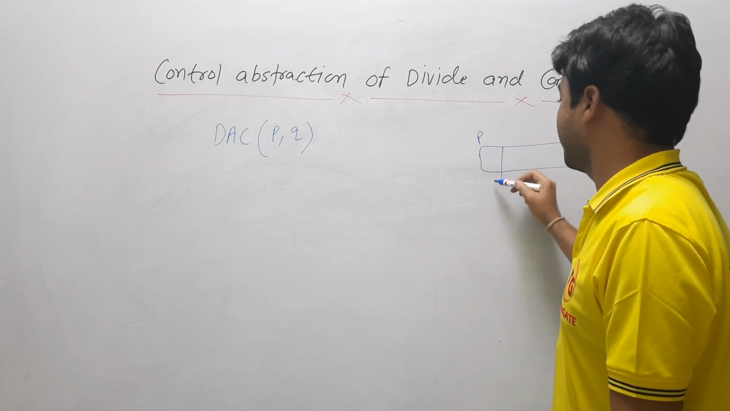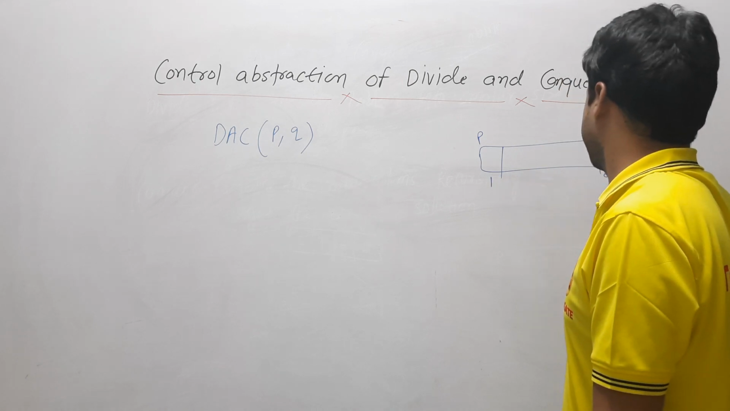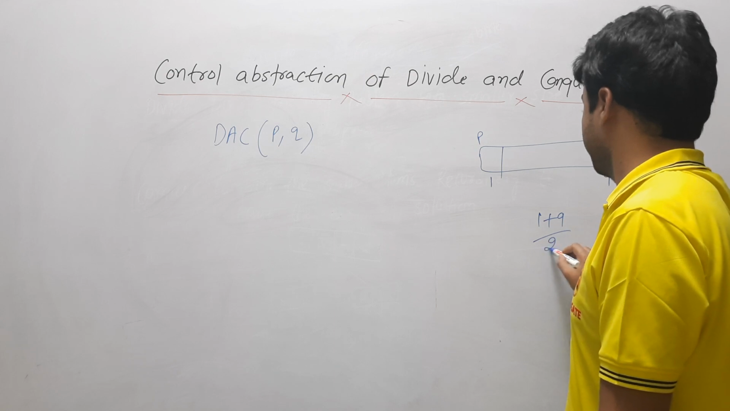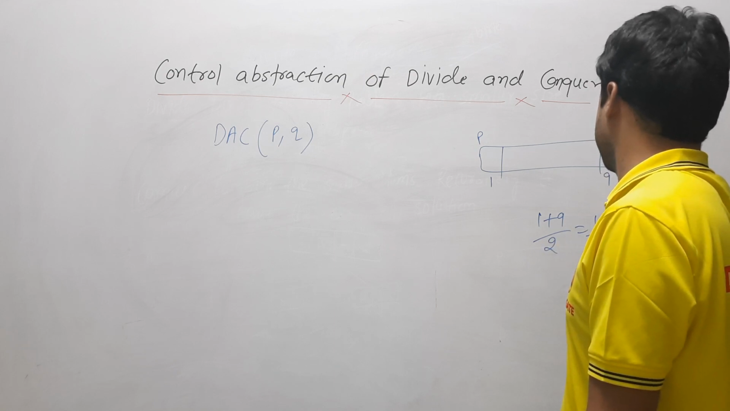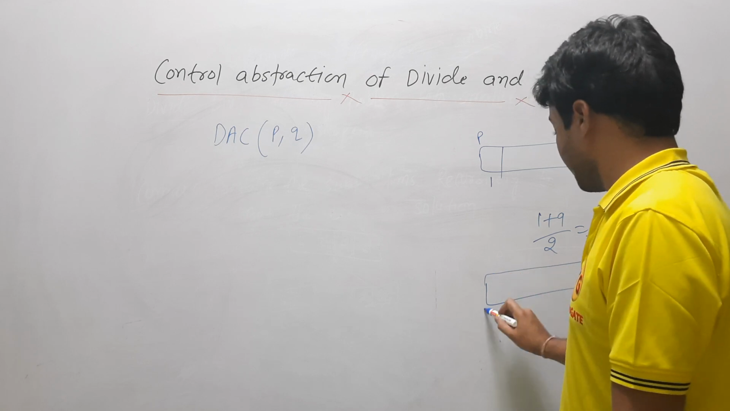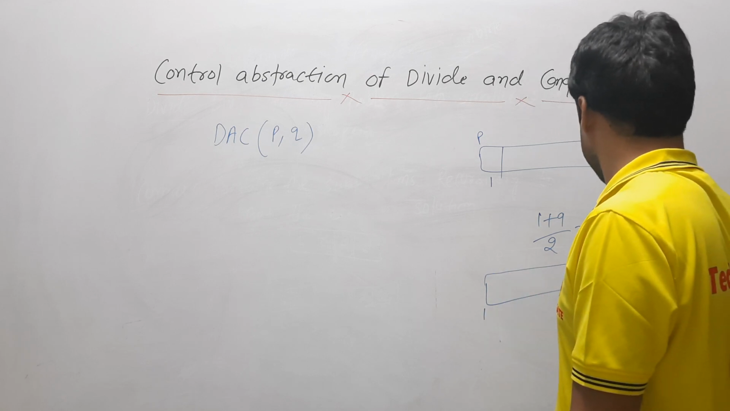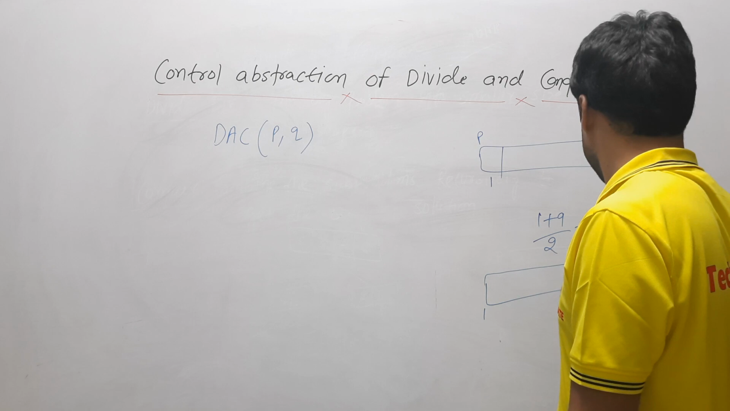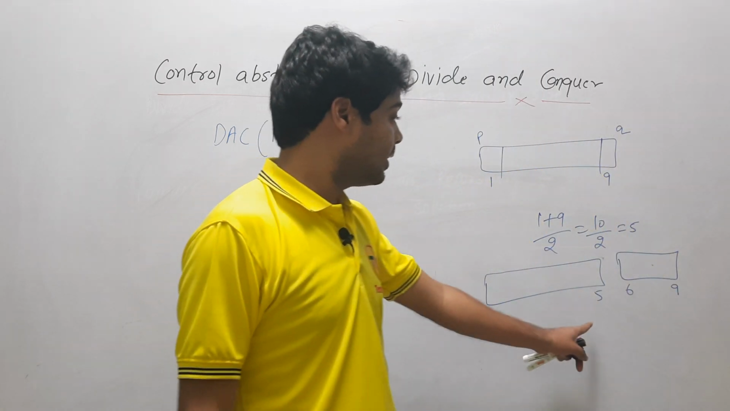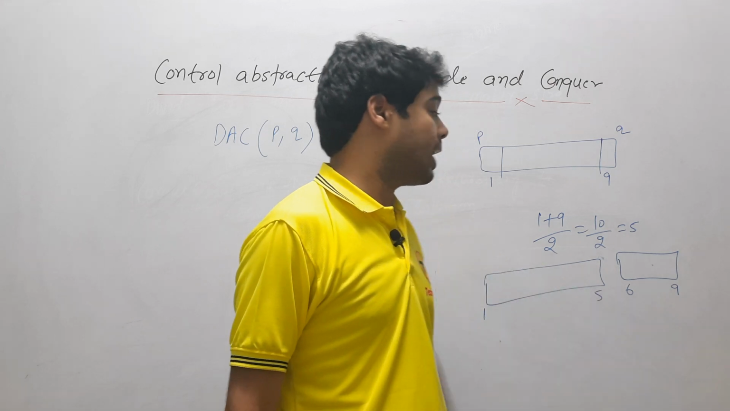Suppose this is index 1 here, this is 9 here. So divide this array. So 1 plus 9 by 2, so 10 by 2 becomes 5. So here 1 to 5, and the next one is 6 to 9. So starting point to mid, and mid plus 1 to last one.